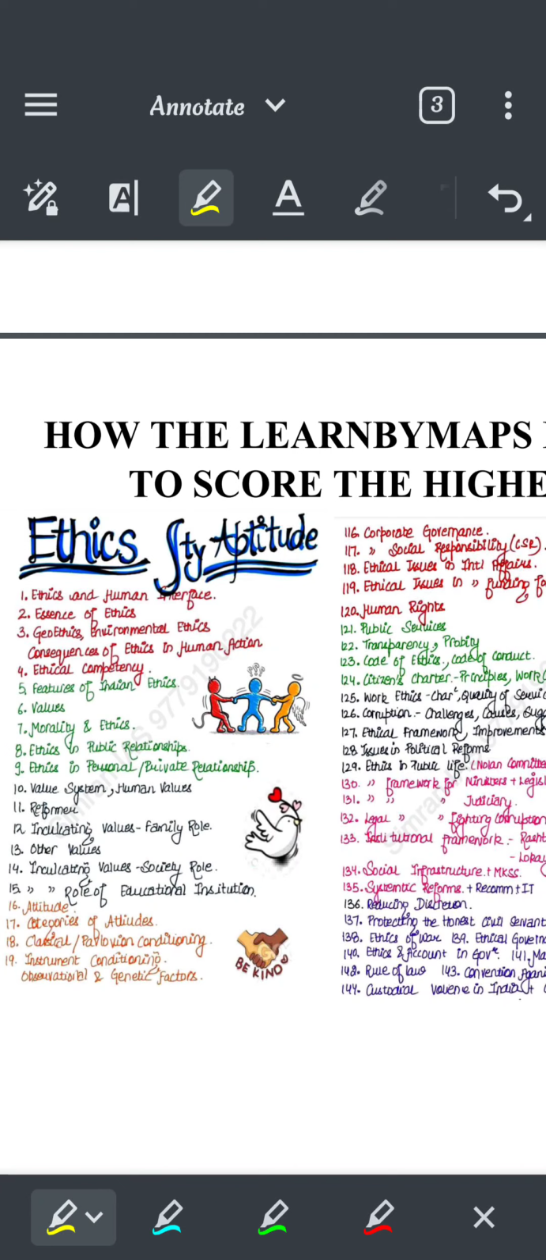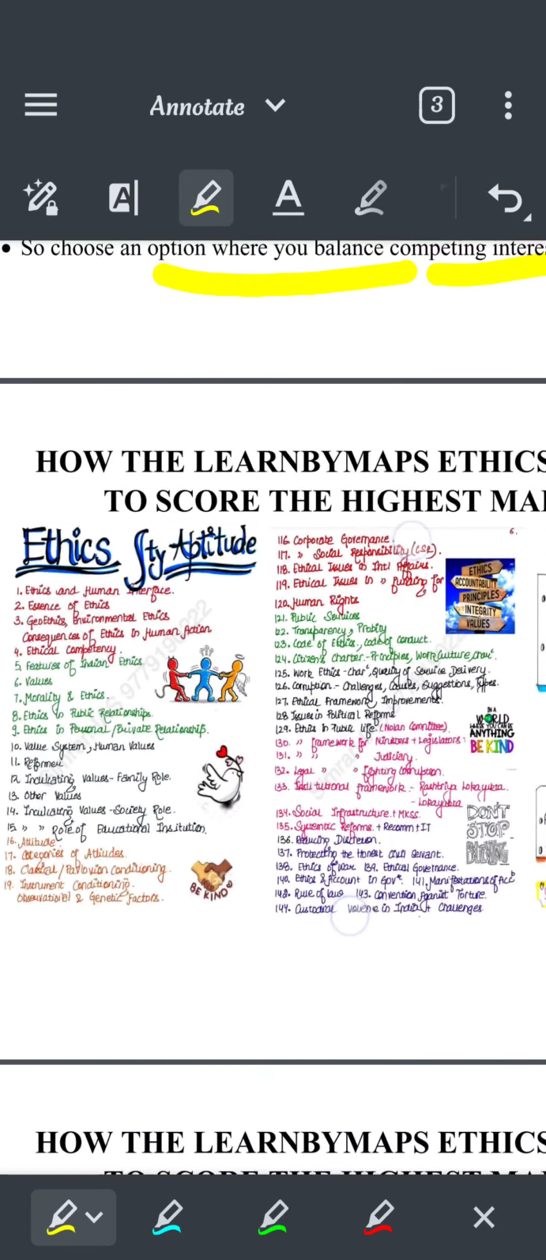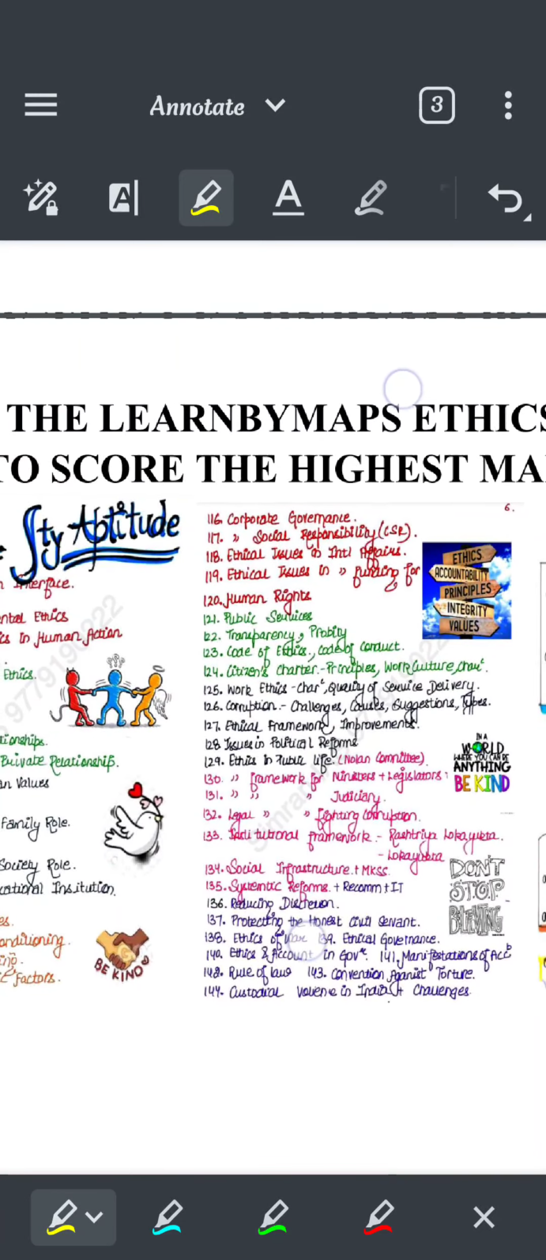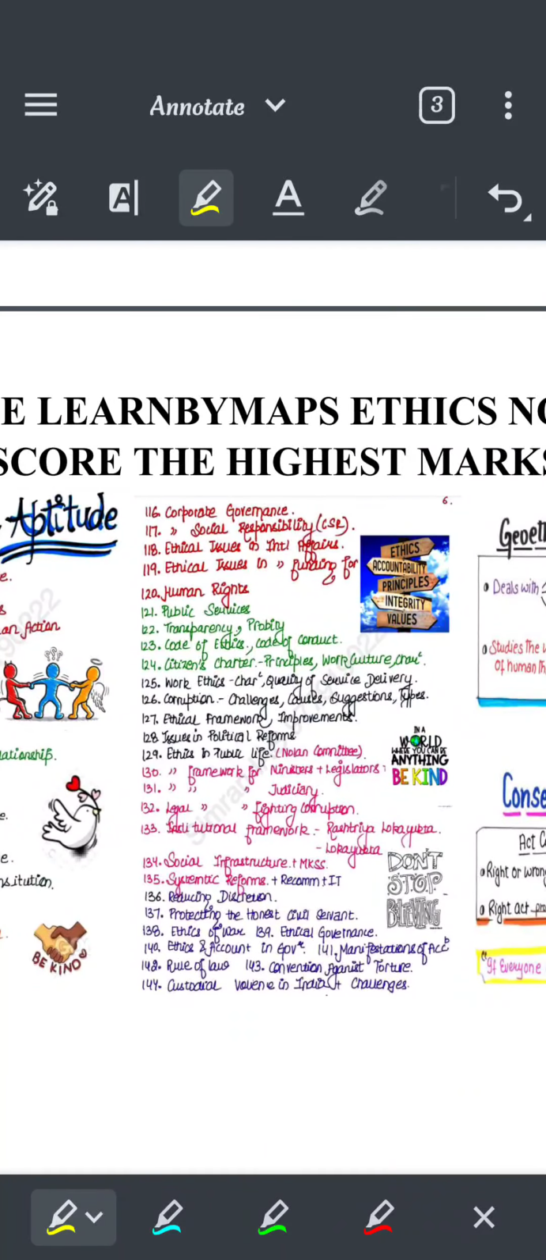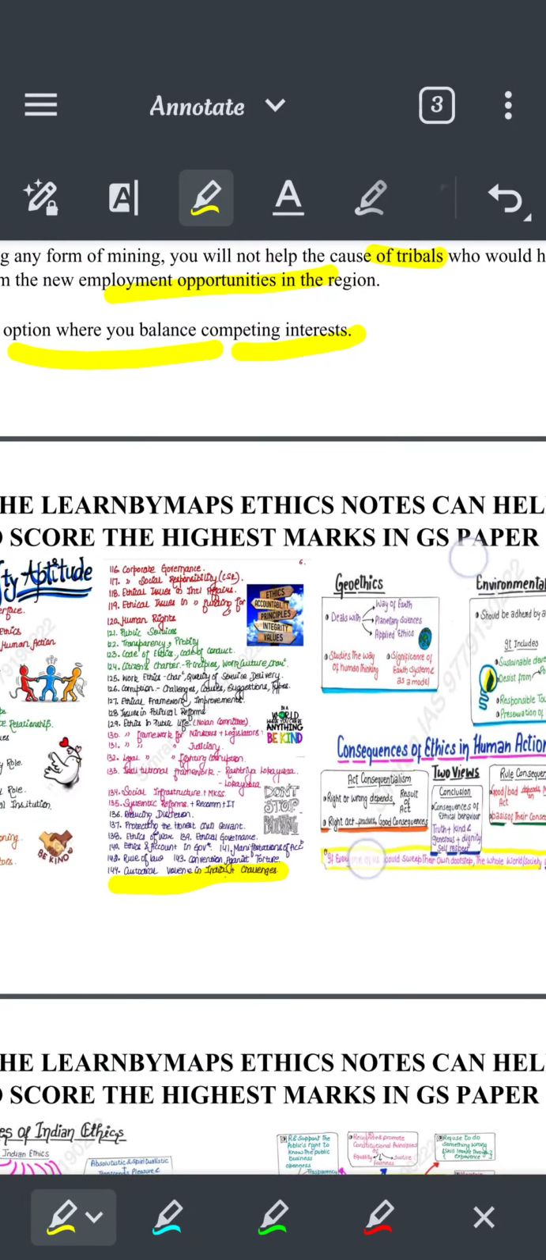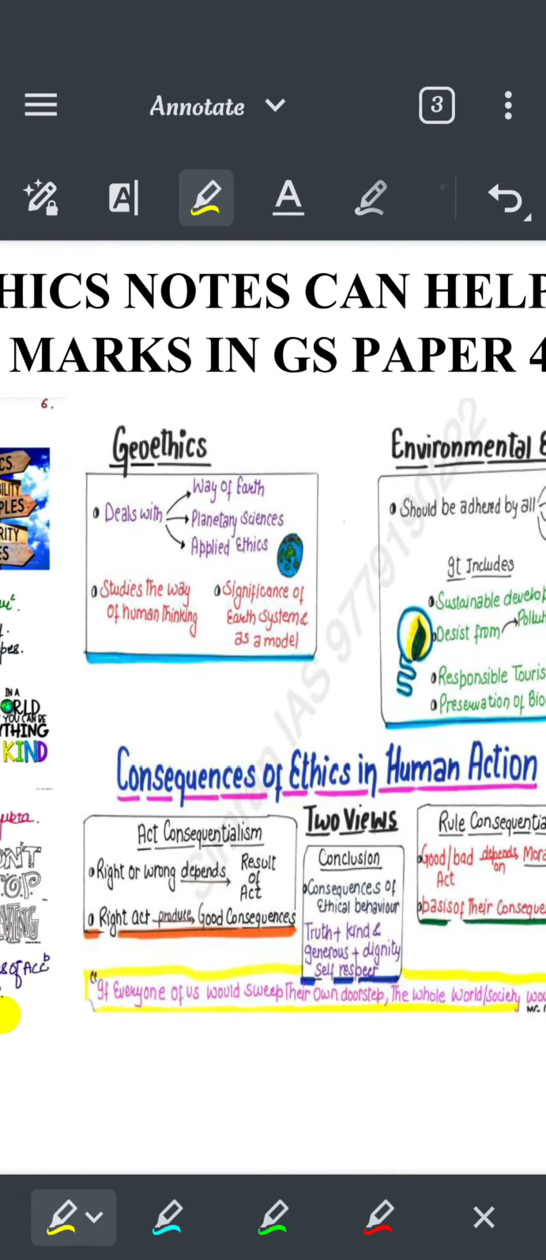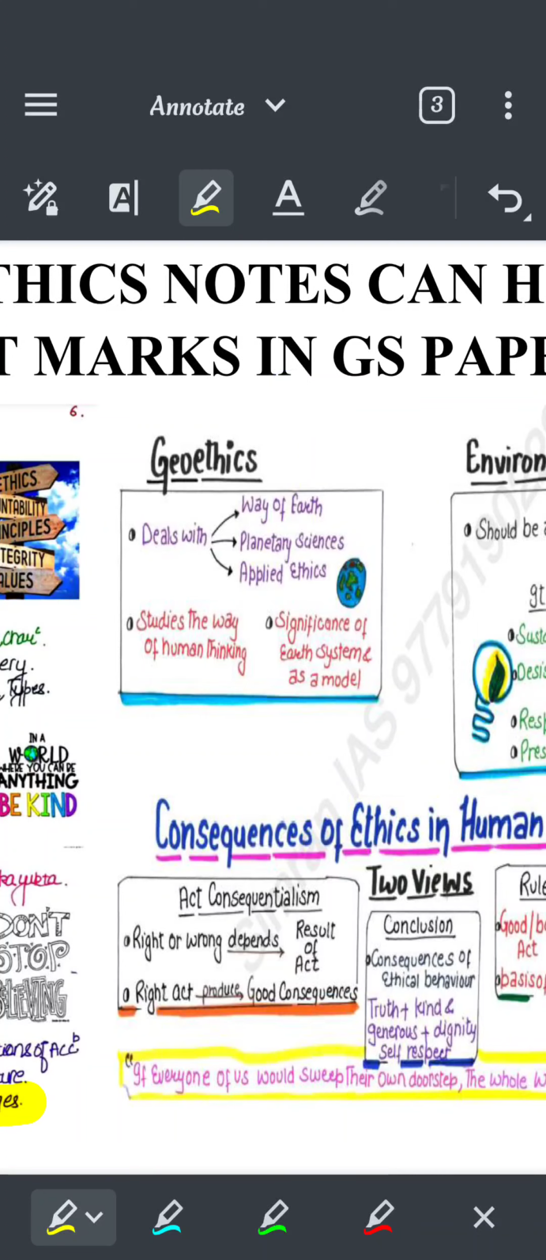They have given the information in one place, and you don't have to refer to any other source after you are studying from this. So next is corporate governance, social responsibility, corporate social responsibility. There is a list of around 200 topics which you can study from these notes, and as you can see, Geo Ethics is given, which is a relatively new term. There can be a potential question on this.